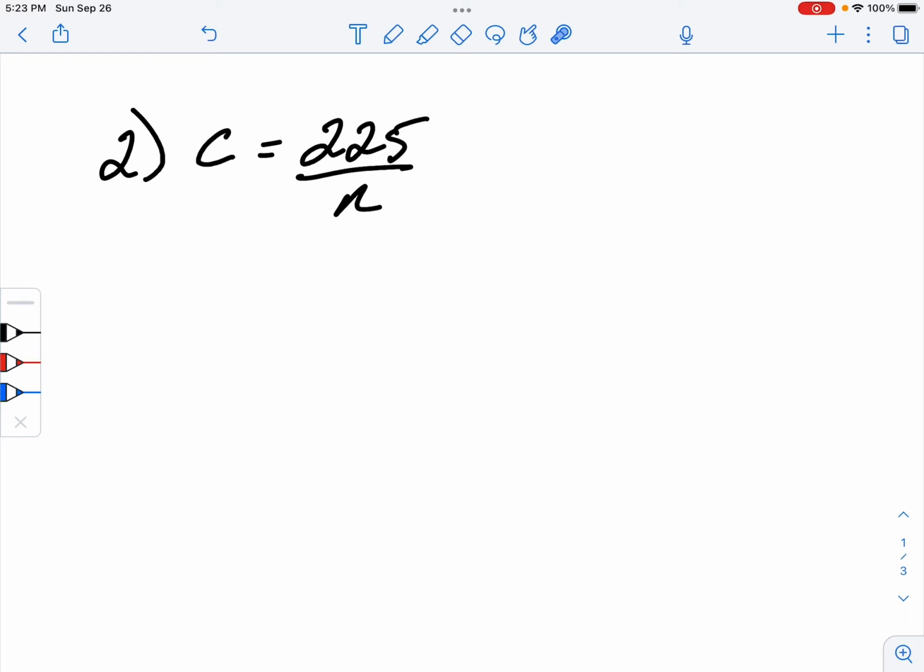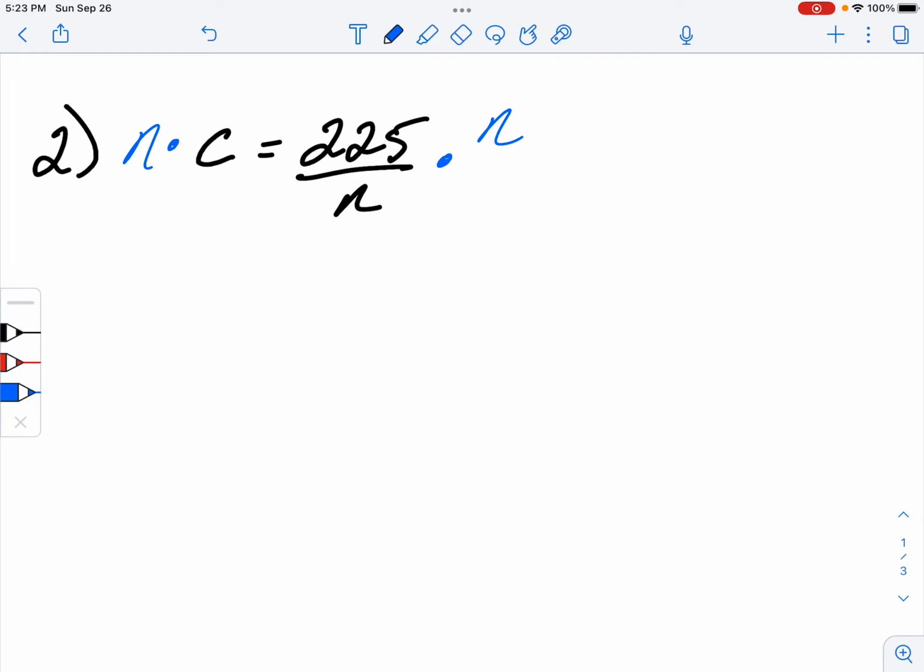Again, in this one, I usually look for pieces that are, how I say, attached. On the left, we just have c, but on the right, I've got a 225 and an n. It's actually 225 divided by n. So if I want to rearrange this equation, I'm going to get this out of the way a little bit to help me do some work. If I want to rearrange this and make it look different, but still mean the same thing, one thing I could do is multiply both sides by n.